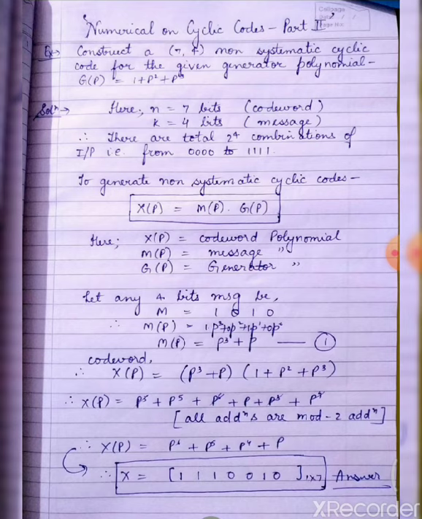Now we know that any code is in the form of (n, k) type, where n represents the number of bits in the generated code word and k represents the number of bits in the message. So here in the given question we can easily see that the value of n is 7 bits and the value of k is 4 bits.